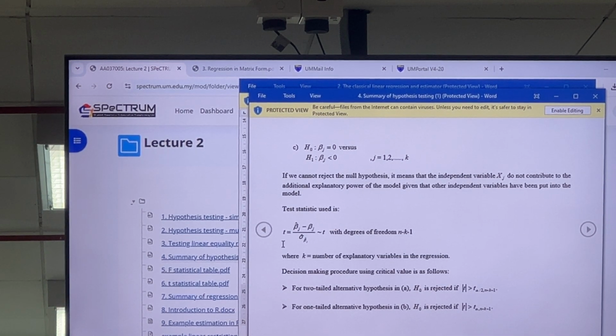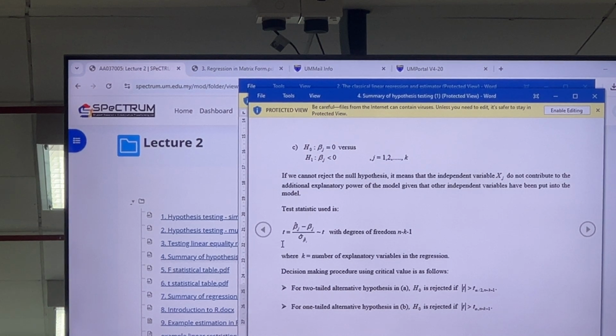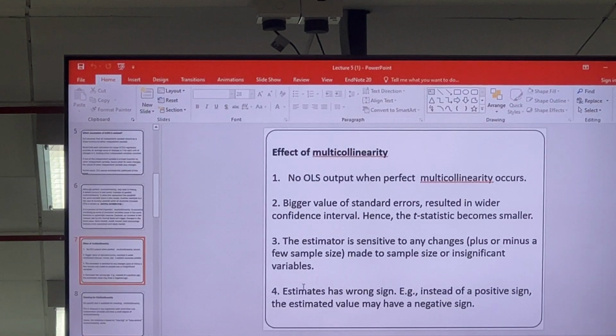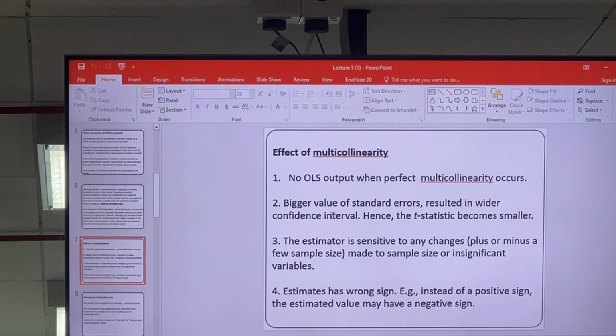Imagine the t distribution, so t becomes smaller. It has more tendency for us to not reject the null hypothesis, because t is smaller than the critical value, we do not reject. So when t is smaller, we are less likely to reject the null hypothesis because it is smaller than the critical value. So that's one of the implications.